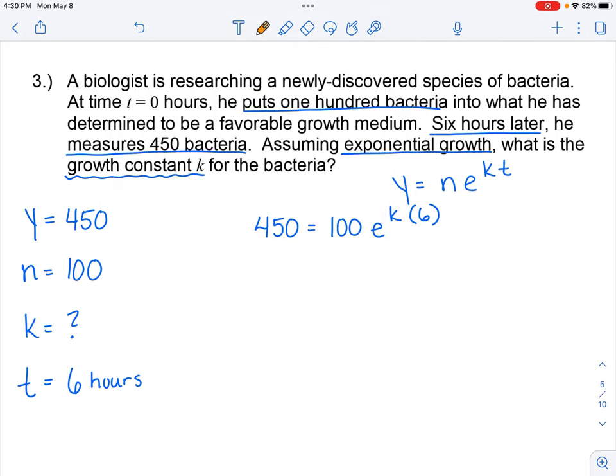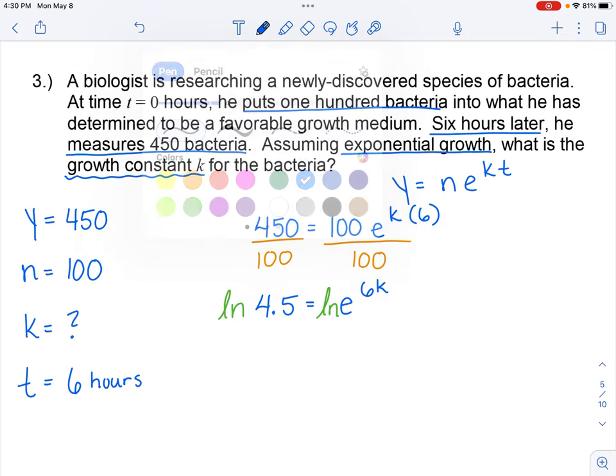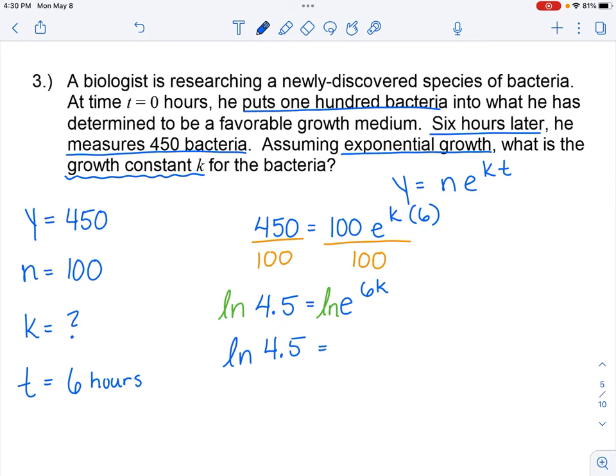So same as we did before, we have an exponential equation. We want to isolate the exponential part of it, so I'm going to divide out the constant in front, all right? 4.5 is equal to e to the, I'm going to rearrange that and write it as 6K. Now again, because I have a base of e, I'm going to take the natural log of both sides instead of the common log, so that the e on the right-hand side can cancel off. So I'll get the natural log of 4.5 is equal to 6K. So then K is equal to the natural log of 4.5 divided by 6.